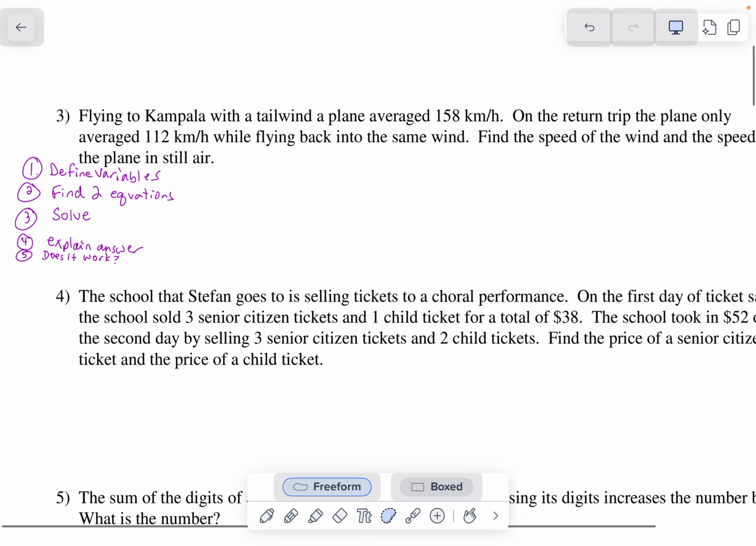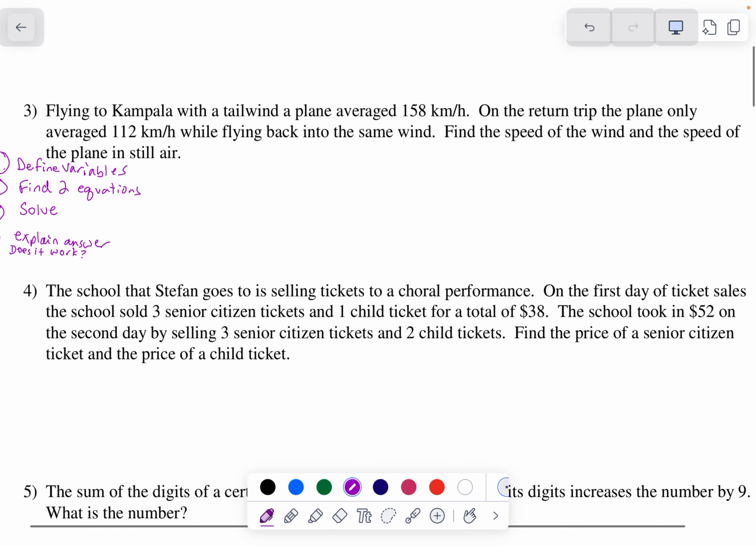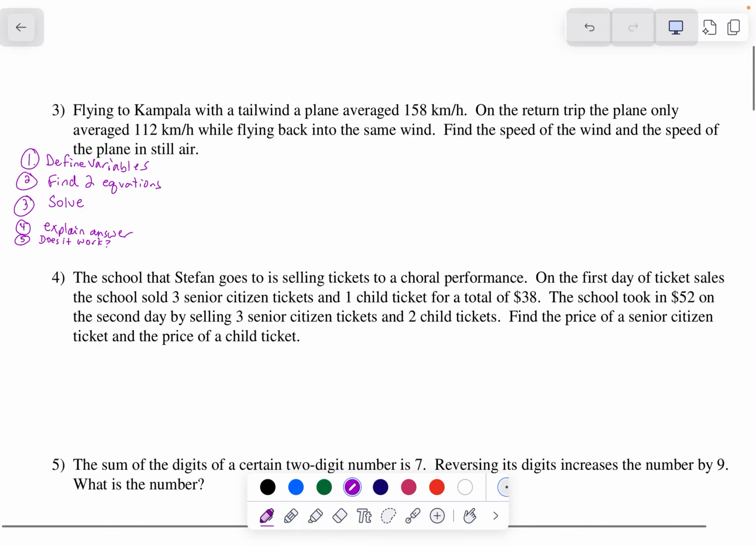Okay, so it says, flying to Kampala, wherever that is, with a tailwind, a plane averaged 158 kilometers per hour. On the return trip, the plane only averaged 112 kilometers per hour while flying back into the same wind. Find the speed of the wind and the speed of the plane in still air. Okay. Now, let's think for a minute about what our variables are going to be. I will call the speed of the plane P.